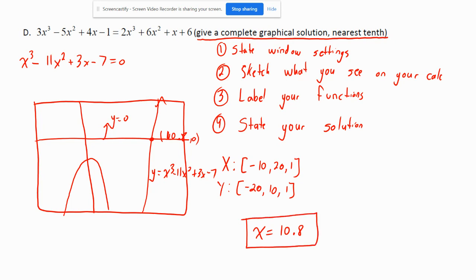All right, guys. So this is it for topic 3.4, which is called equations and graphs of polynomial functions. And this is the last thing that we're going to do for chapter 3 here, guys.